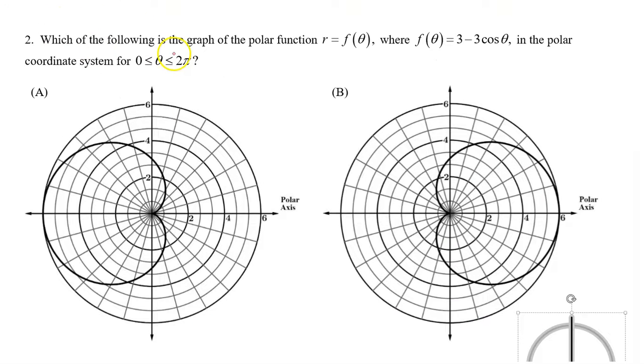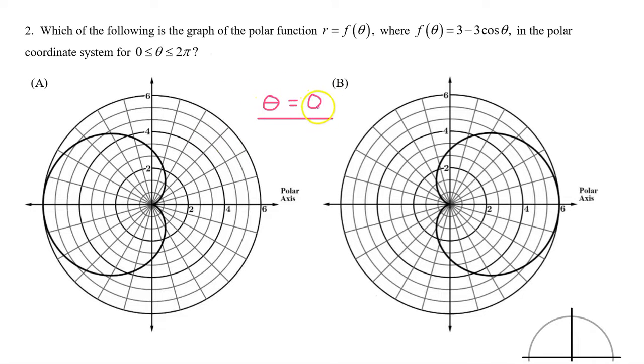Number 2, which of the following is the graph of the polar function r equals f of theta, where f of theta is equal to 3 minus 3 cosine theta in the polar coordinate system on the interval from 0 to 2 pi? Let us once again try to narrow it down to the final answer by using test values.